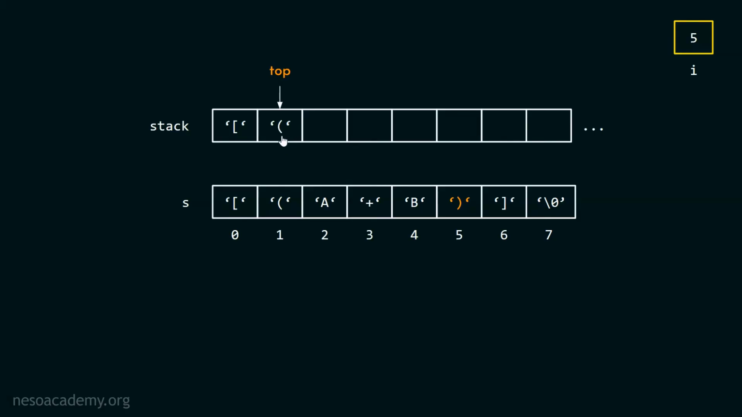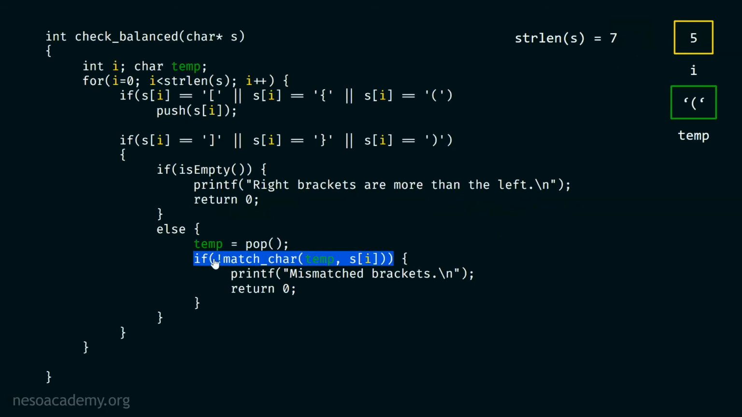We must pop this, and this means that the top variable will now point to this location. And right now you can see that the temp variable is holding this left round bracket. Okay. Now we have to check this. Is it the case that the characters are matching? Is it the case that the popped bracket is matching with the right bracket?